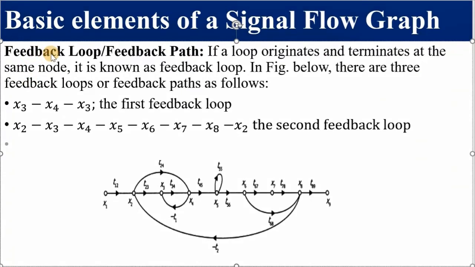We also have what we call the feedback loop or the feedback path. If a loop or a branch originates and terminates at the same node, it is known as a feedback loop. For example, x3, x4, and then x3. This is a feedback loop. We are leaving x3 and coming back to x3. If we start from x2, x3, x4, x5, x6, x7, and when we get to x8, we come back to x2, we call this a feedback loop. So I can only see two feedback loops on this signal flow graph.